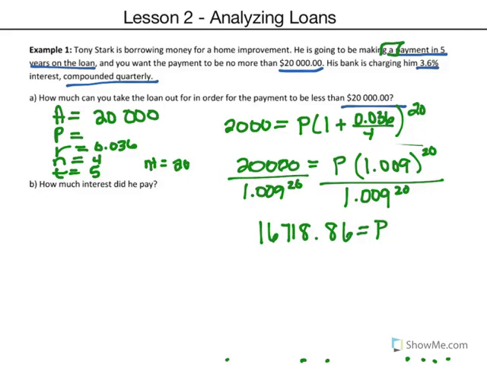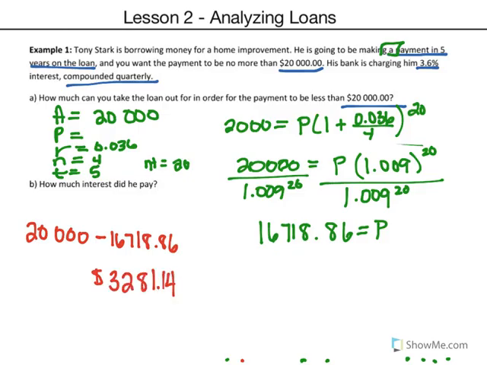And to determine how much interest he paid, we take our 20,000, which is how much you ended up paying at the end, and subtract the 16,718.86, and you ended up spending $3,281.14 on interest.